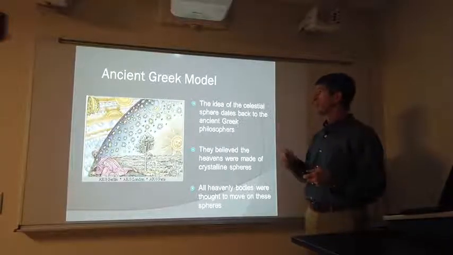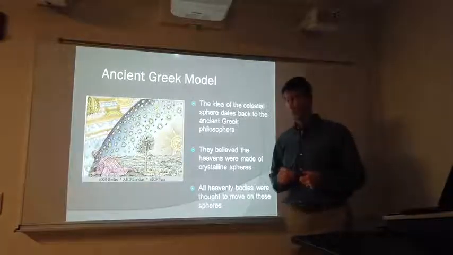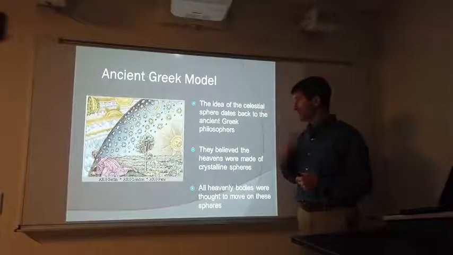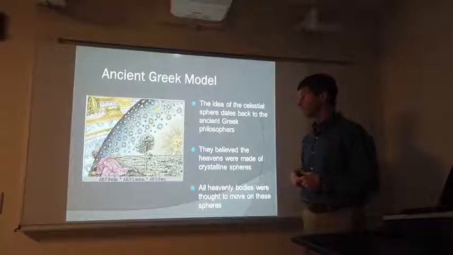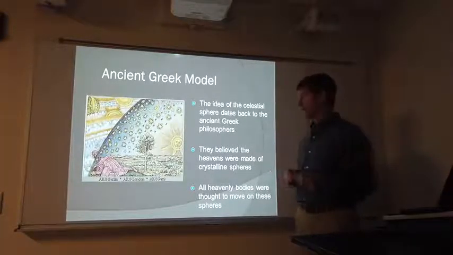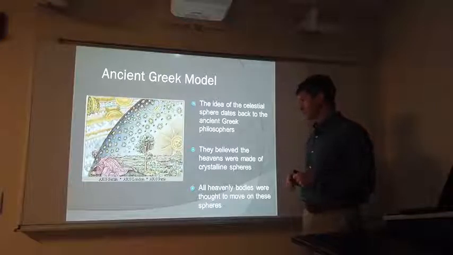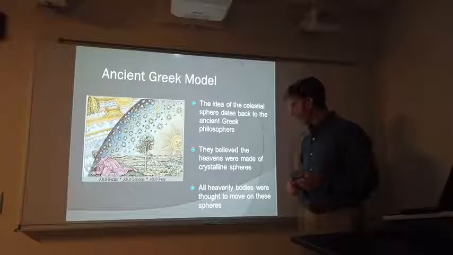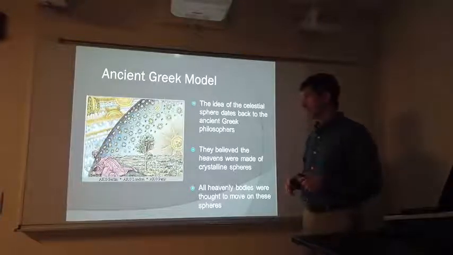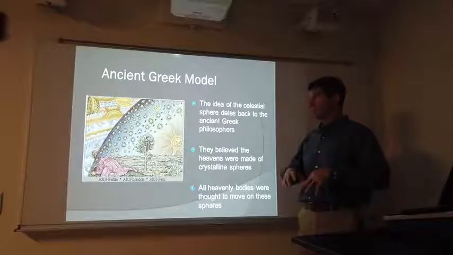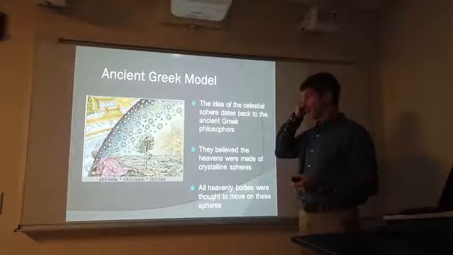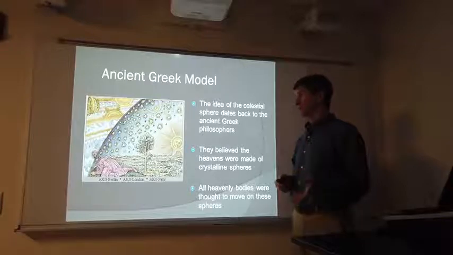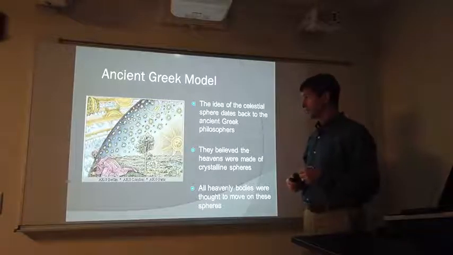And in fact, the idea of the heavens, the celestial sphere, dates back to the ancient Greek philosophers who believed that it was actually made of crystalline spheres. And heavenly bodies were thought to move on these spheres, and it was almost like a mechanical system of these rotating spheres that would cause the cycles of the celestial objects and the planets that we see.